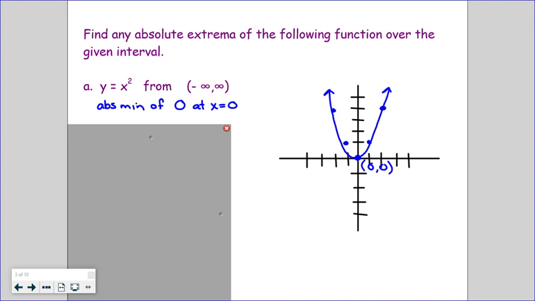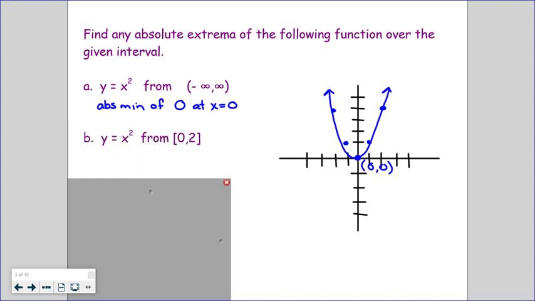Any questions so far? Okay, so what if I restrict what part of that picture we're looking at? What does that impact about my answer? What if we only look at that function from 0 to 2? I can erase, and you might draw a new picture for yourself. If I only look at that from 0 to 2, that means we would start here at 0 and go up to 2.